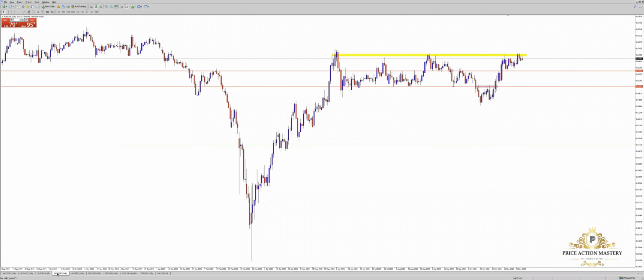Next, Aussie Swiss franc. Basically, Aussie Swiss franc is still under pressure by sellers, so this is a very good opportunity for us to sell. But in my opinion, I'm going to wait for a setup to form first.